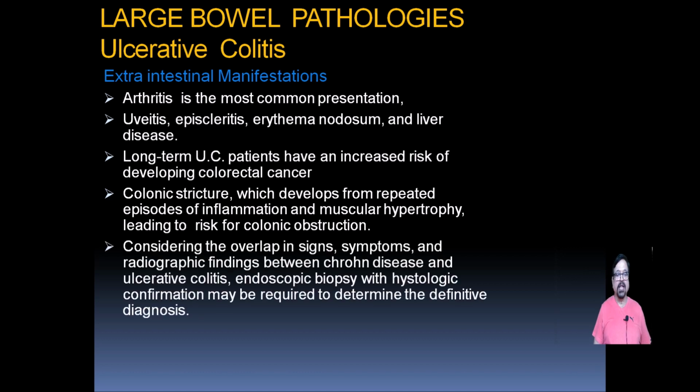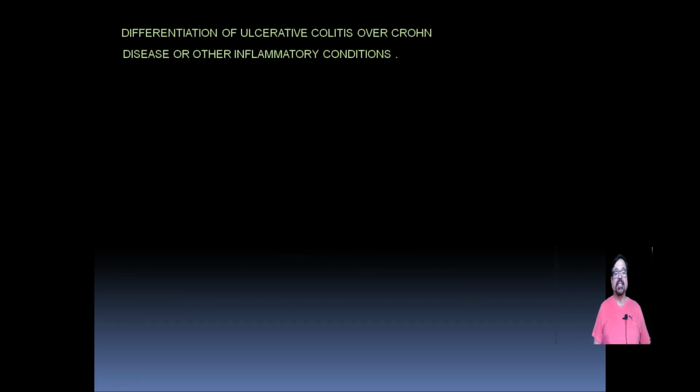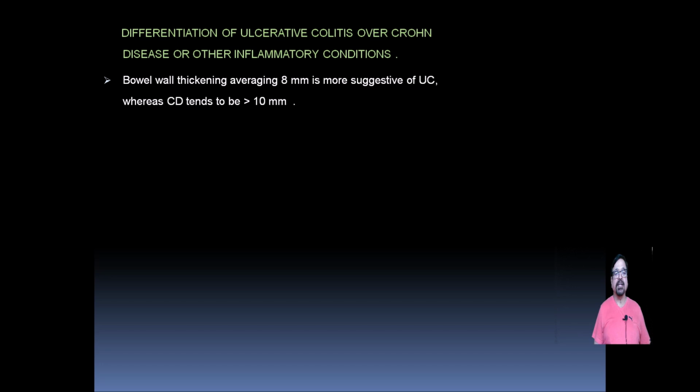Then, considering the overlap in the signs, symptoms and radiographic findings between Crohn's lesions and ulcerative colitis, endoscopic biopsies with histological confirmation are often required for the differentiation. Differentiation of ulcerative colitis from Crohn's lesion. As we have seen, both share a lot of common factors.